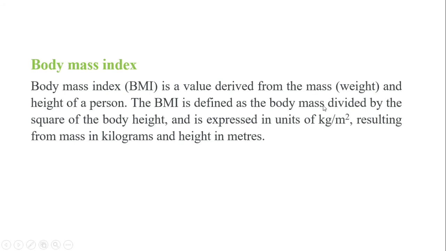It is defined as the body mass divided by the square of body height and is expressed in the unit of kilogram per meter square, resulting from mass in kilogram and height in meters. So it is body mass divided by square of body height. If we divide the body mass by square of body height, then it will give the body mass index of the particular person, and its unit is kilogram per meter square.